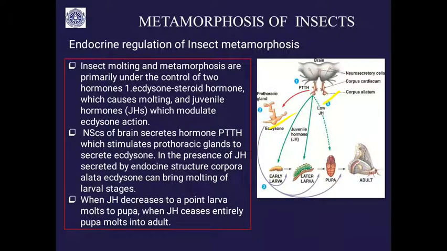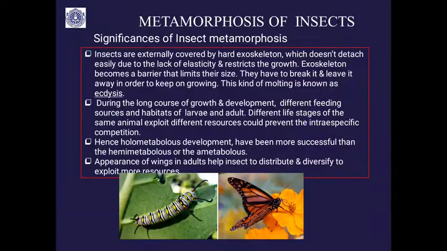There is a balance between ecdysone and juvenile hormone. Whenever juvenile hormone is present, they will be in the larval forms. When the juvenile hormone decreases, there is a pupal stage. When the juvenile hormone completely vanishes, then the adult form appears. Ecdysone brings about the molting, or ecdysis, the casting of the exoskeleton.